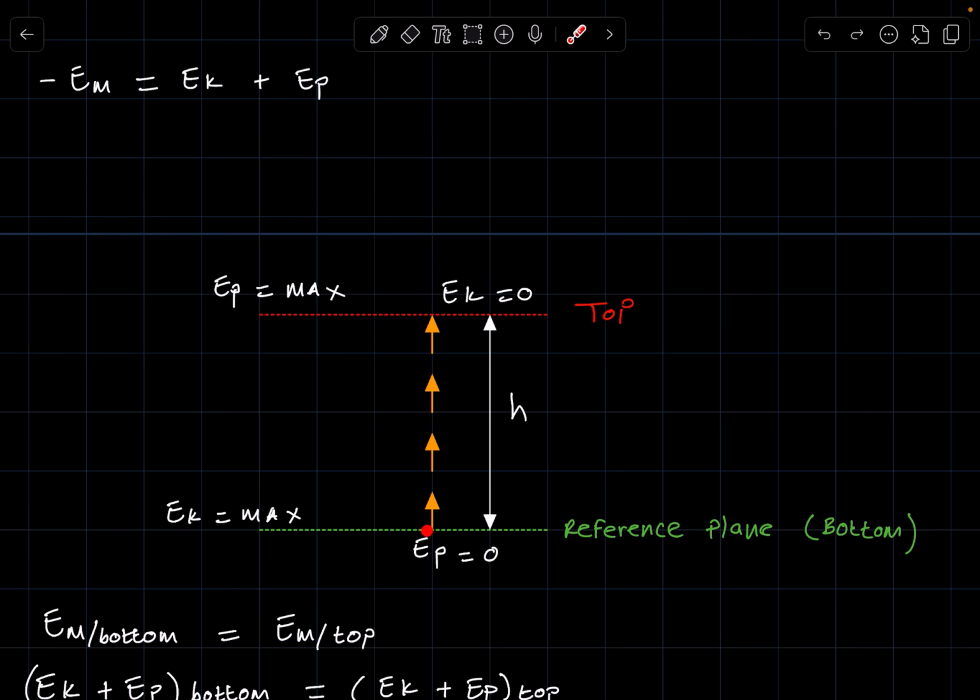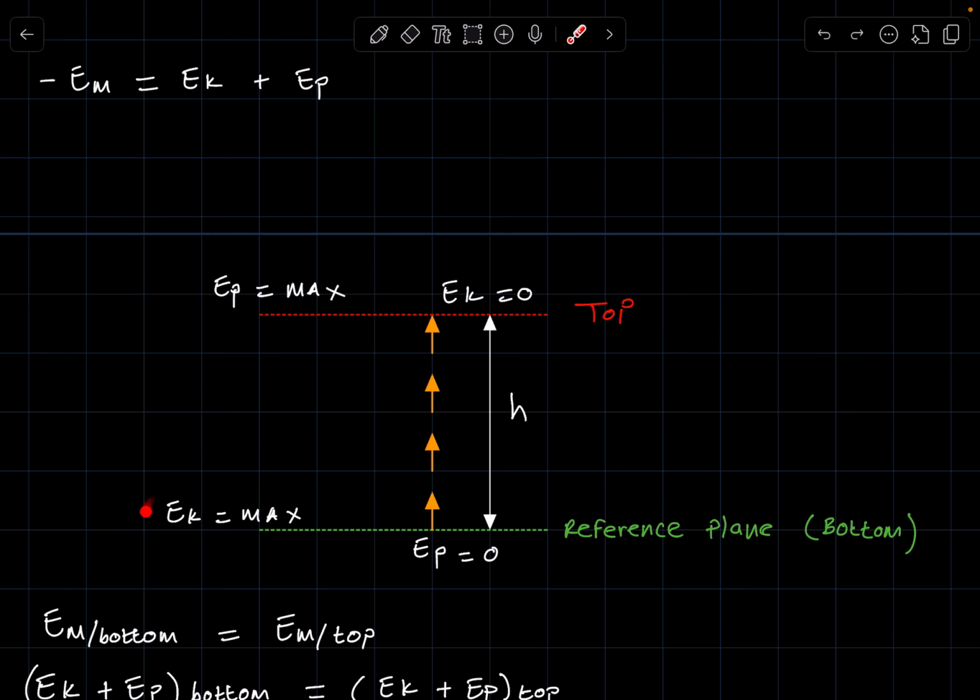And obviously at the bottom, the potential energy is equal to 0. Remember what governs potential energy: potential energy is equal to mgh. So as long as h is equal to 0, which at the bottom, the object hasn't accumulated any height because it's still at the bottom. So if h is 0, it means the potential energy is 0.